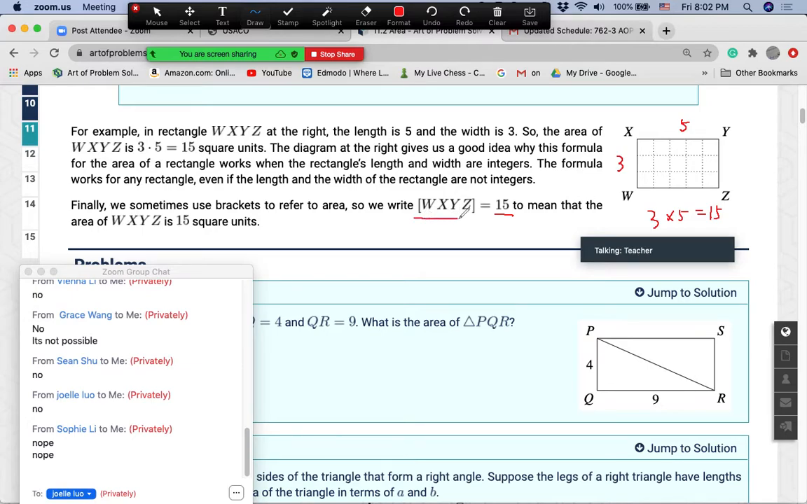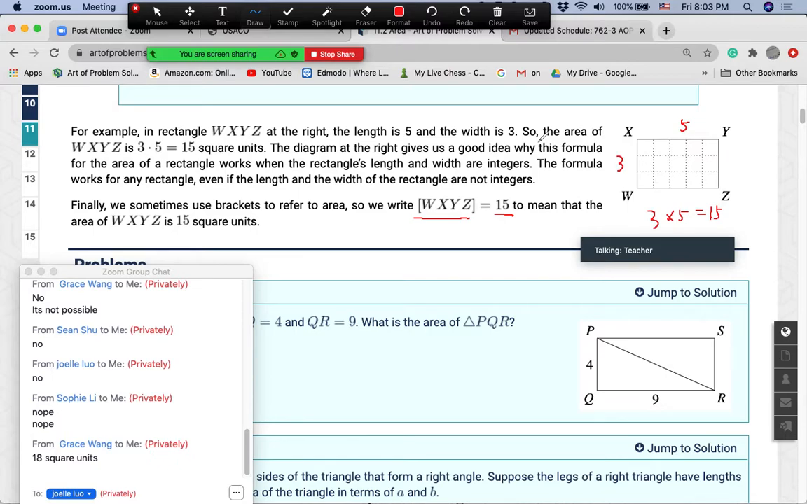So we use square brackets added to the name of this shape, this rectangle WXYZ. You add square brackets. That means you are trying to find the area of this rectangle. Then you get this one equals 15. Okay.